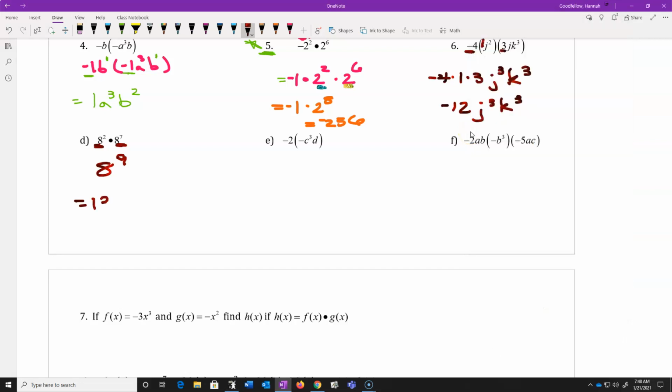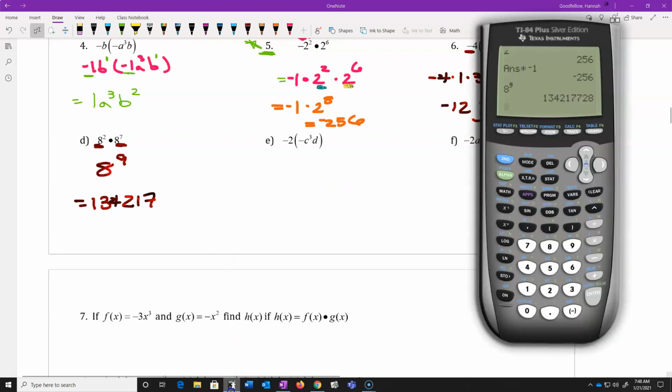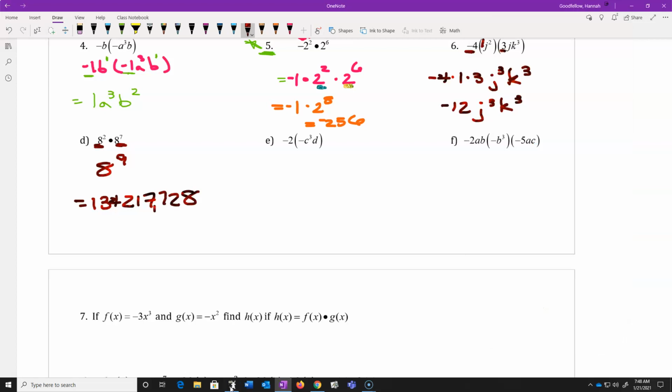134,217, and then there's more. Sorry, it made it go away. 728. Ugh, wow. We've got 134,217,728. Evaluate those. And the only reason I can put those together, remember, is because the bases match each other. It's easy to note that they match each other with letters, but you have to match them with numbers to be able to put them together that way.